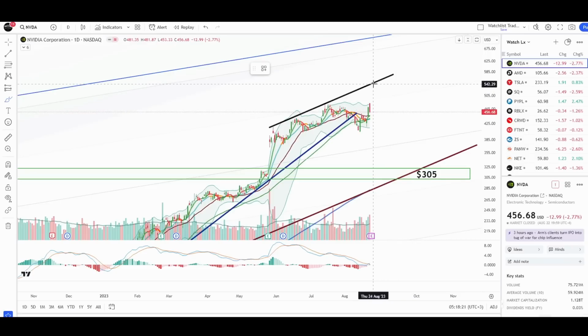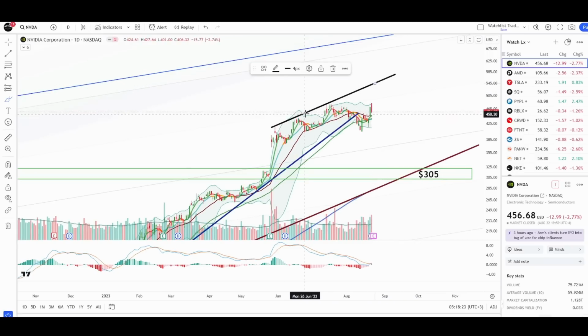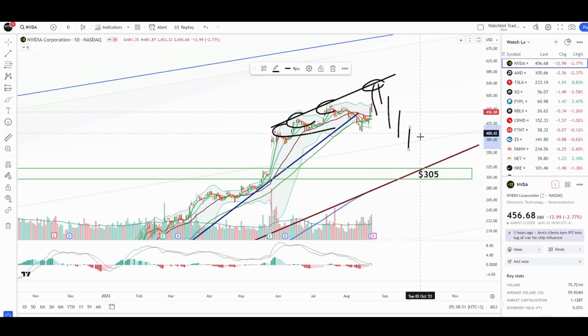I think we'll gap up post earnings, tag this resistance line as we've tagged it before, tag it once again, get rejected, and move down for the rest of the upcoming months to go back all the way to 305 to fill this gap by mid-October. I think that's the most likely scenario. That's just my humble opinion.